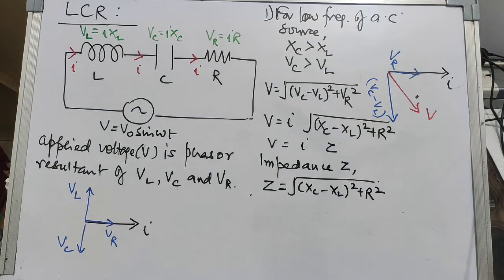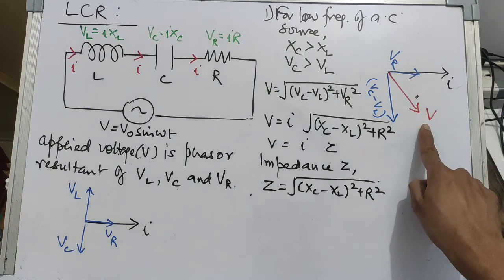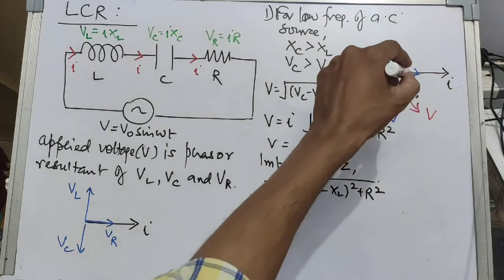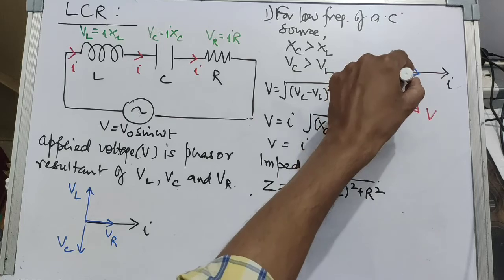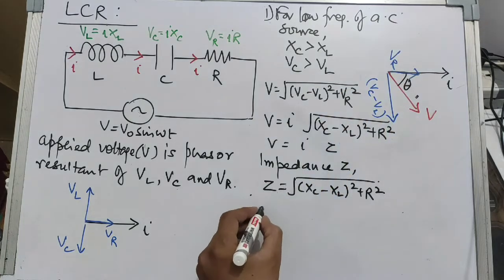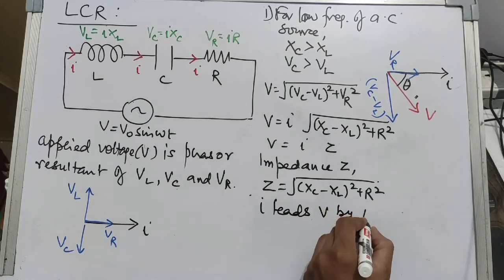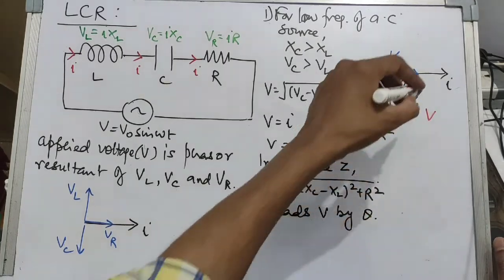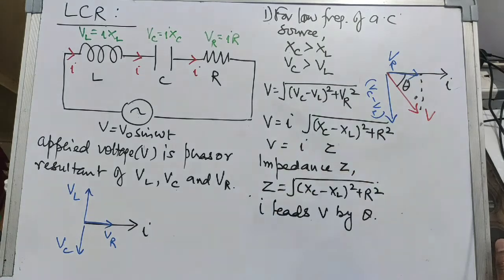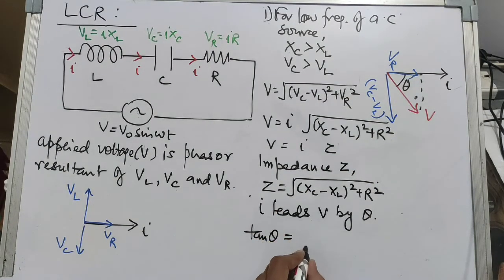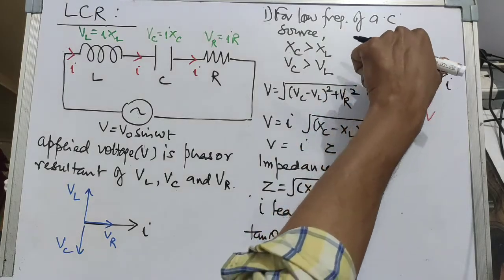And in this case, you see that this is the applied voltage and this is the current being supplied by this applied voltage, and here the current is leading the voltage by an angle theta. So in this circuit, I leads V by theta, and we can find out this theta very easily. In this triangle, just find out tan theta is equal to this by this.